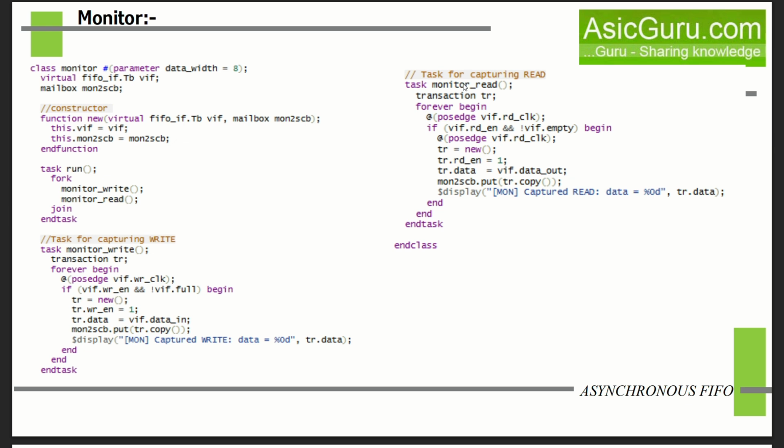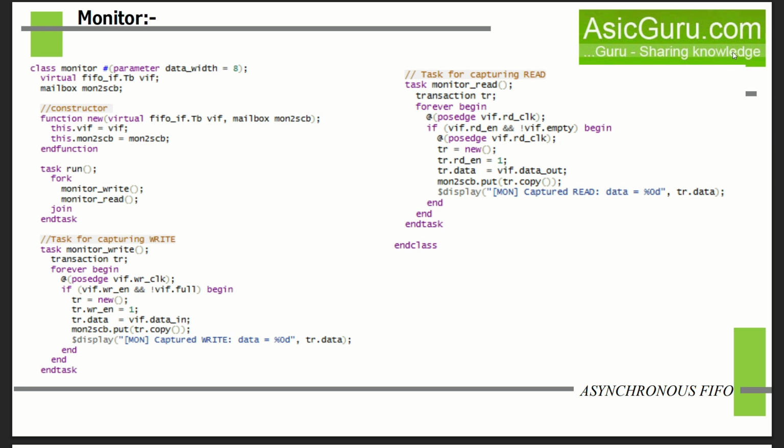Now for read, we make task monitor read, then we declare transaction tr, then we run a forever loop. Then at the next passage of clock, we check if read is enabled and FIFO is not empty, then we make a new transaction, tr is equal to new, and make read enable as 1 and take the data out from the interface to the transaction and put it into the mailbox so that it can pass into the scoreboard.